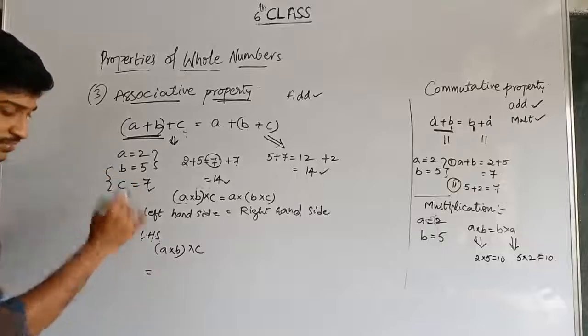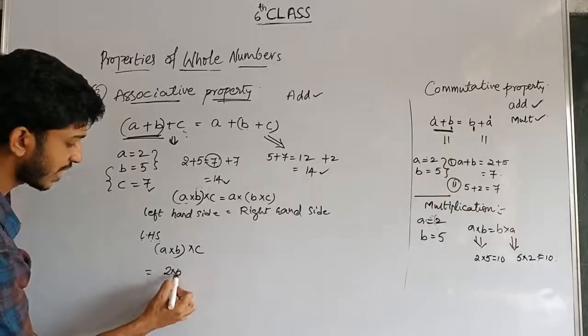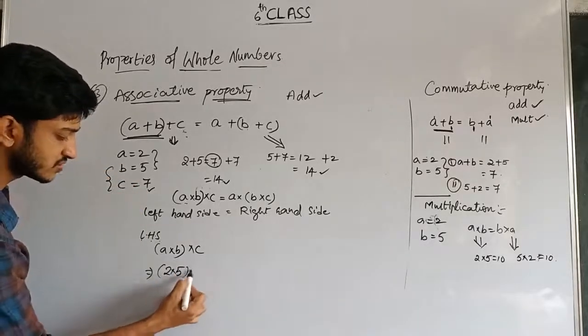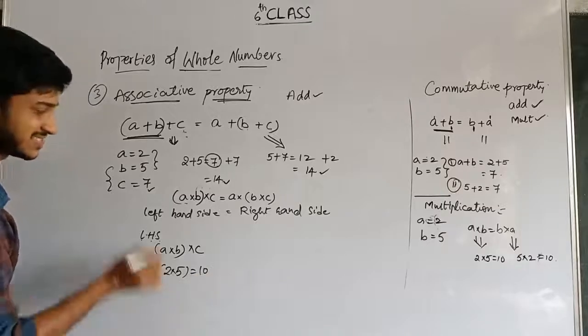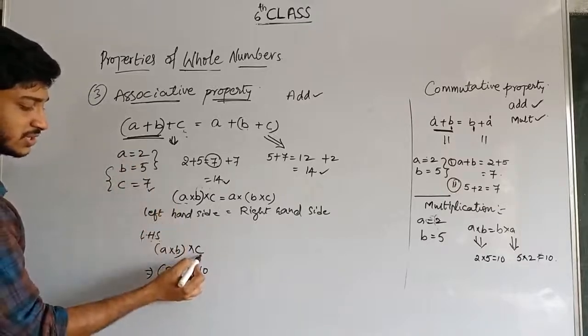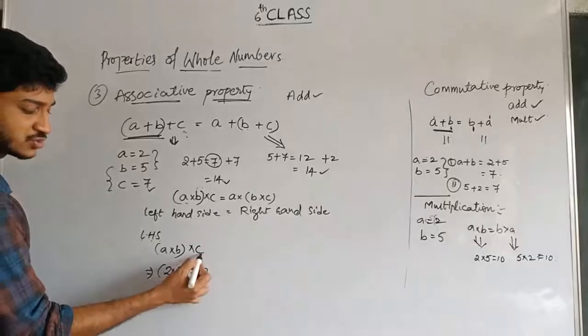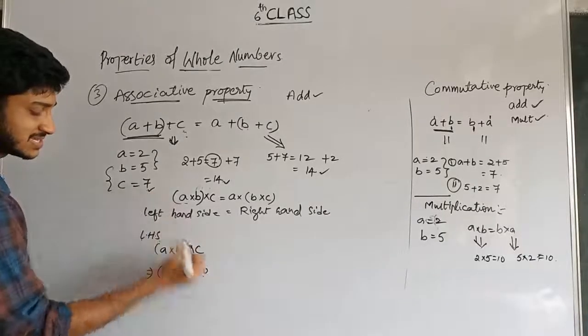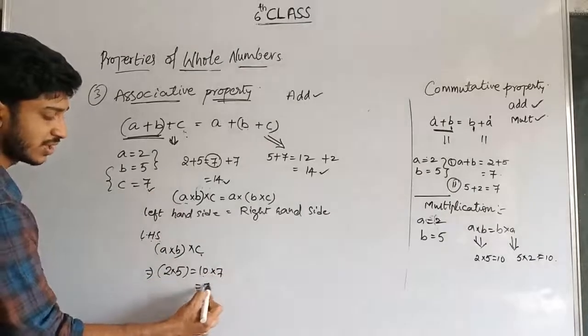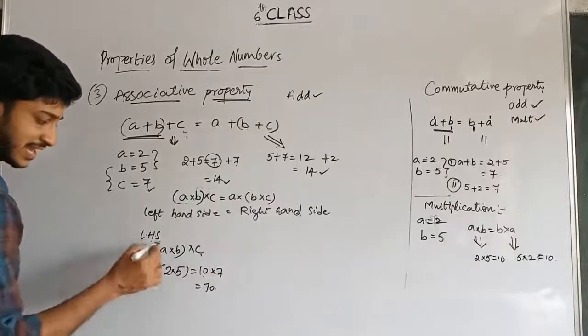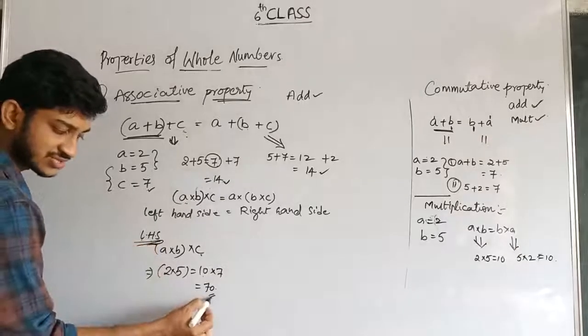So in the left hand side I have a into b into c. With the same numbers, 2 into 5 we have to solve first. 2 into 5 is equal to 10, and I have c. Now multiply with c. The product should be multiplied with c, and c is 7. 10 into 7, I got the answer as 70. LHS is equal to 70.